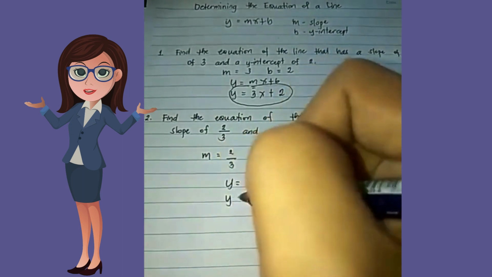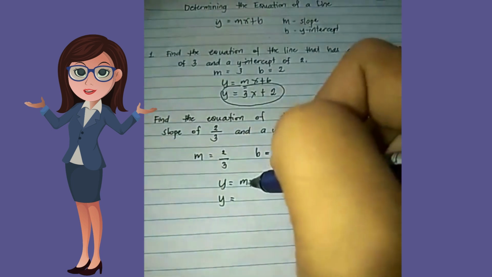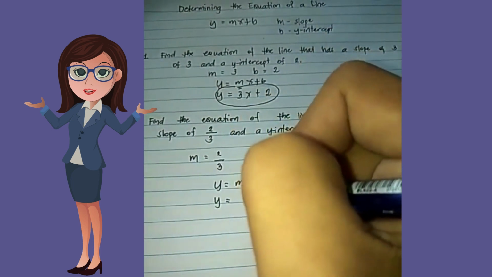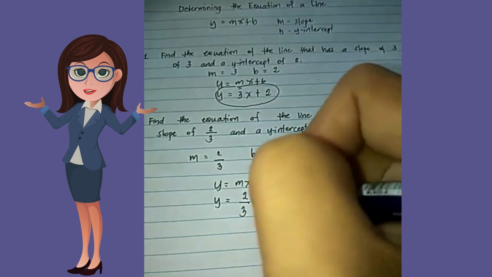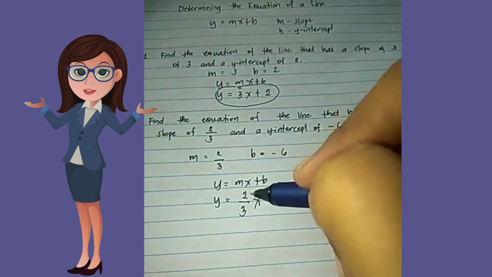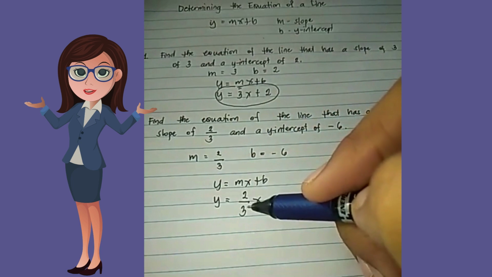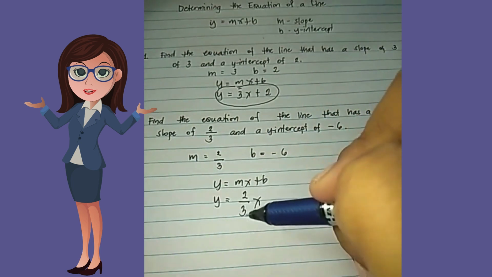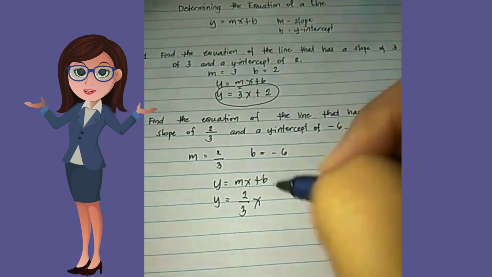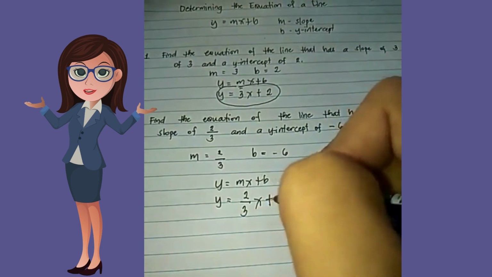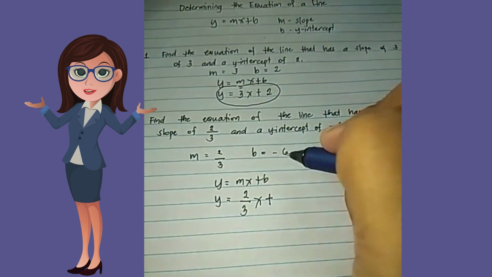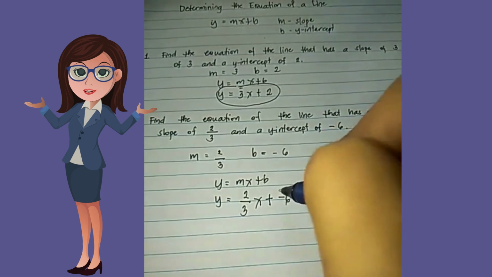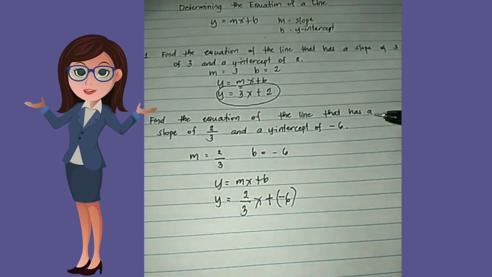So again, copy y tayo doon. Tanggalin ang m, papalitan natin ng 2 over 3. So we have here 2 over 3. Again, copy x. X is the literal coefficient. So, yung x natin ay nasa pagitan ng numerator and denominator na 2 and 3. Then, plus, we have here the y-intercept, which is negative 6. So, this is negative 6 and close natin siya sa parenthesis.